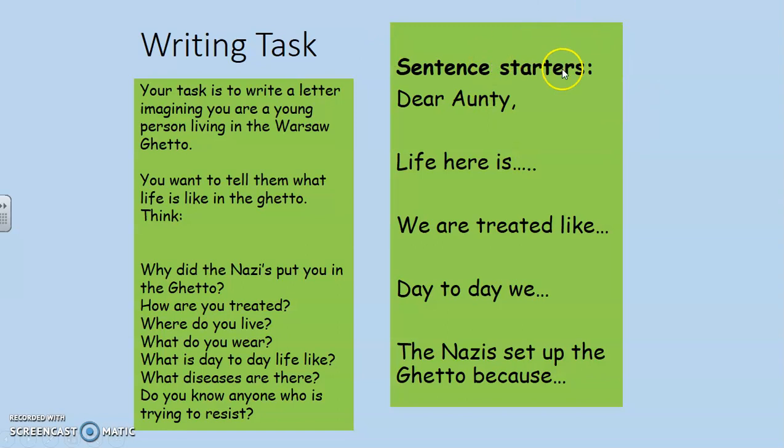Use these sentence starters to help you write the letter. Once you've written the letter, I would like you to submit your work on Show My Homework or via email. So I want you to pause the video now and have a go at that task, making sure that once it's finished you check for spelling and grammar.